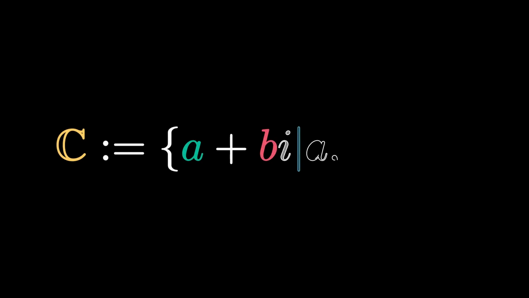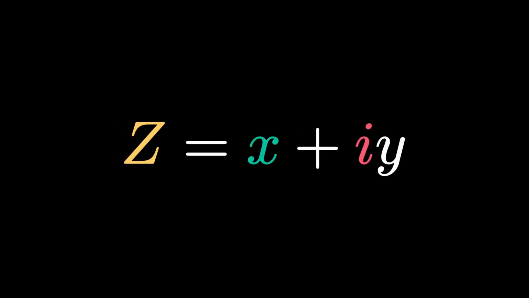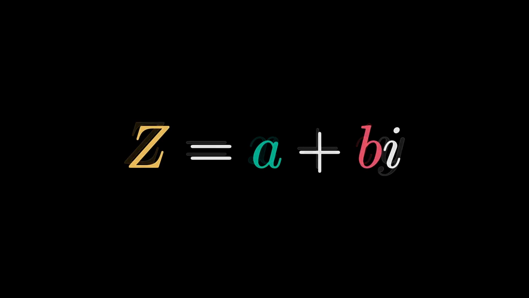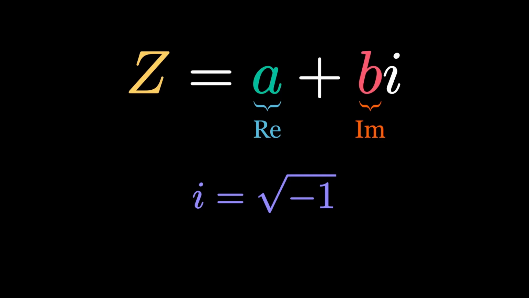Complex numbers are defined as the set of numbers a plus bi, where a and b are real numbers. A complex number z is sometimes written as x plus iy. In our videos, though, we will keep to denoting a complex number z as a plus bi, where we call a the real part of the complex number and b the imaginary part of the complex number. And i has a very special property. i is a number defined as the square root of -1, and together this is a complex number.